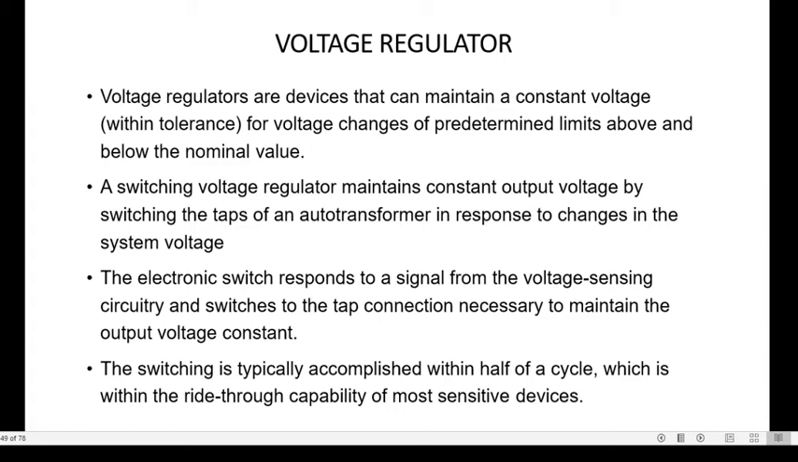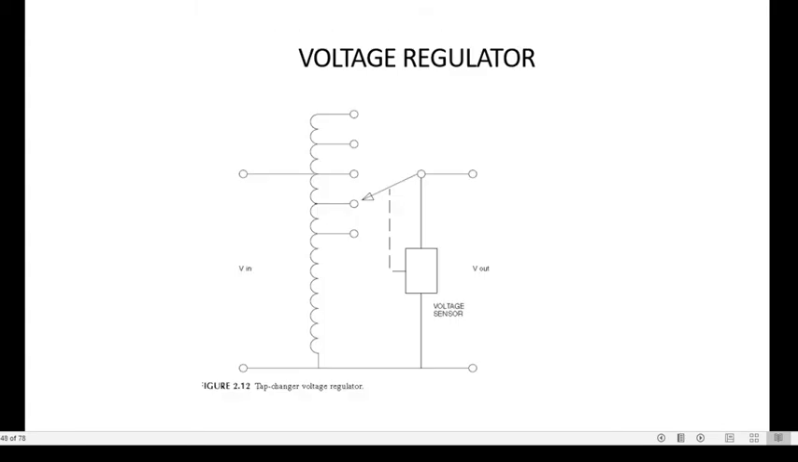A switching voltage regulator maintains constant output voltage by switching the taps of an auto transformer in response to the change in the system voltage. That is the input system voltage. That input system voltage may change due to different faults. The electronic switch responds to a signal from the voltage sensing circuitry and switches to the tap connection necessary to maintain the output voltage constant. The switching is typically accomplished within half of a cycle, which is within the ride-through capability of the most sensitive electronic equipment or devices. So this is all about the voltage regulator.